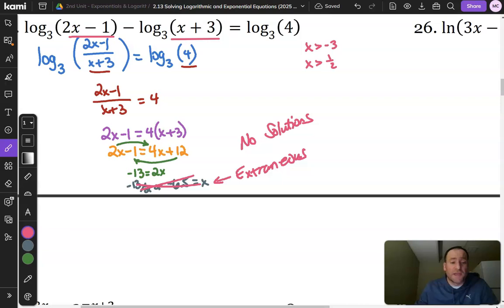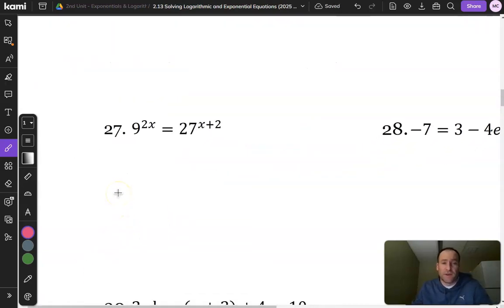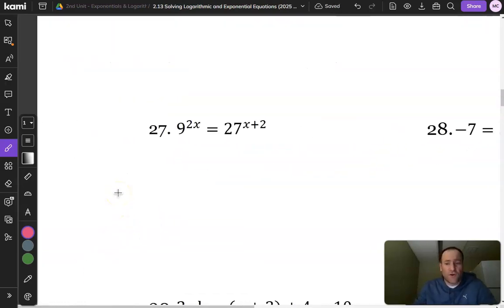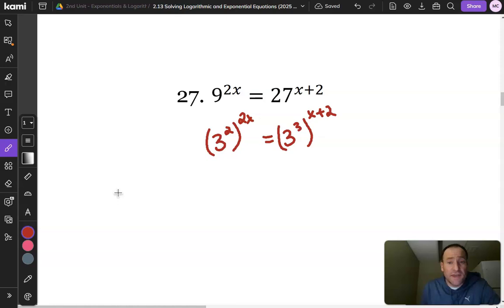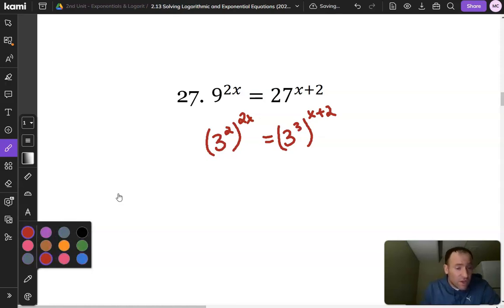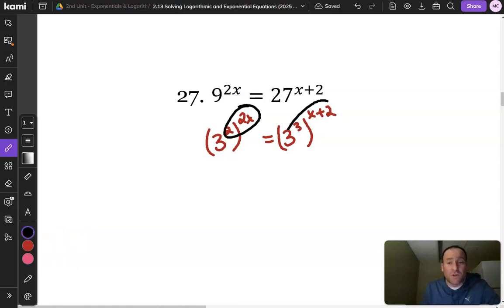I'm going to scroll down so we can get to, oh, here we go. Perfect, right here. I was kind of hoping for an exponential function. Luckily, we had that conversation at the beginning about 9 being 3 squared and 27 being 3 cubed. Now that I've got the bases that are equal, we can make the exponents equal. And remember, when we have a power raised to another power, we multiply those exponents together.